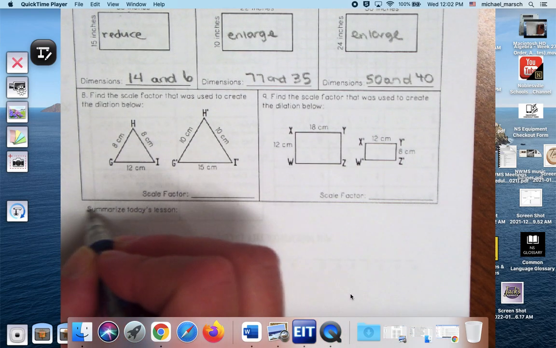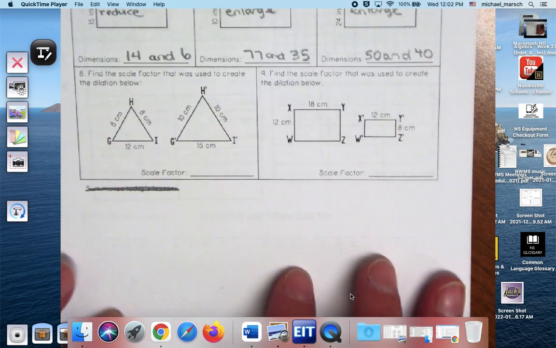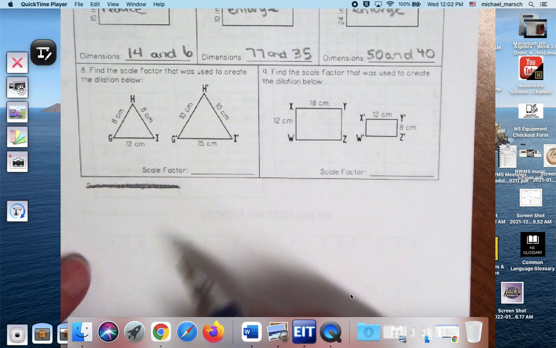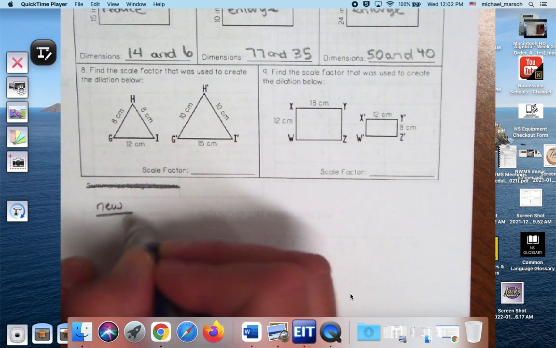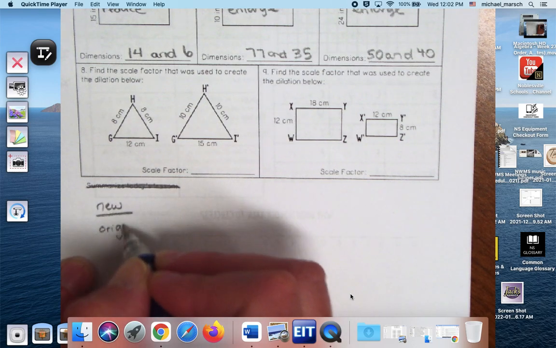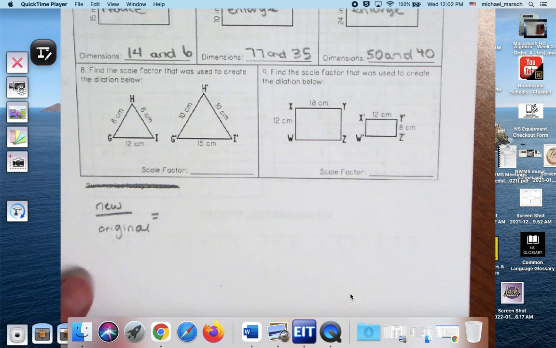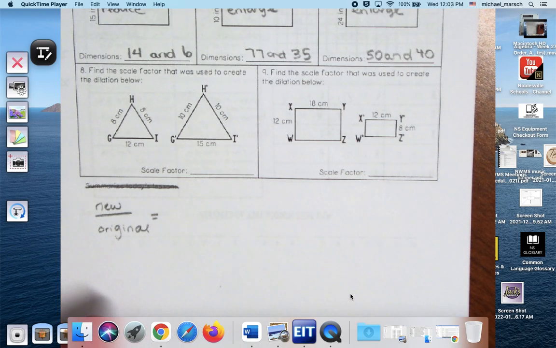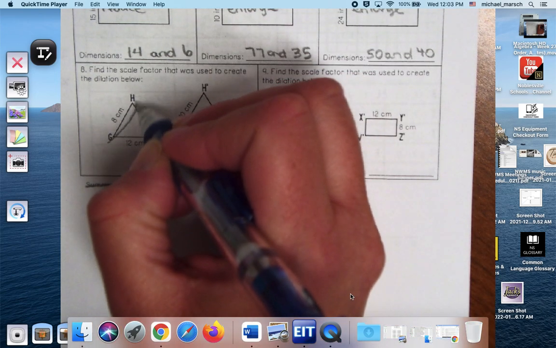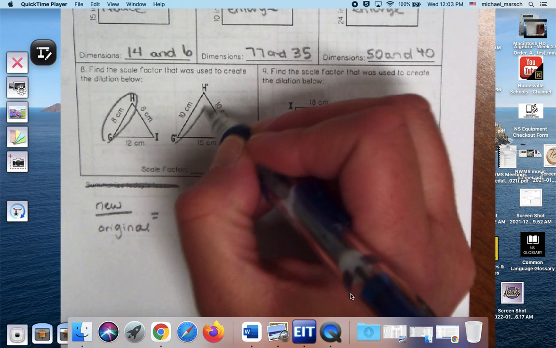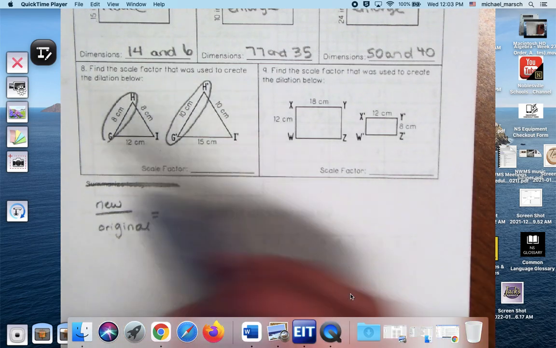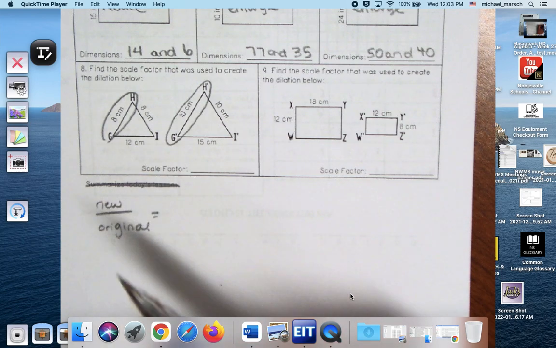We're going to take your cross out where it says summarize today's lesson. We're going to use that as a work area. And we're going to use the new dimension over the original. New dimension over the original. Now, the catch is you have to use the same part of the figure, right? So if I'm going to use GH, I also have to use G prime and H prime. I can't mix match the parts of the figure.